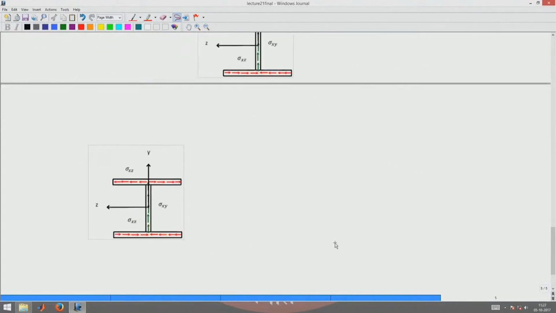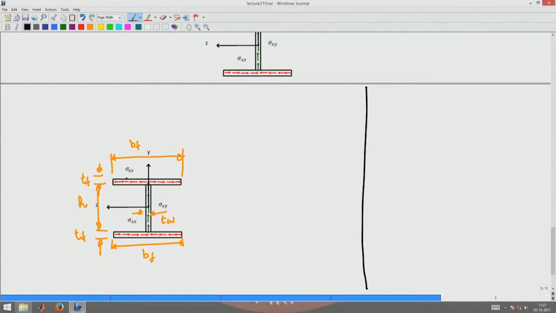Okay. As before, let us assume that the thickness of the flange is Tf, and the depth of the web is H, the thickness of the web is Tw, the width of the flange is Bf, both top and bottom, the same Bf. Okay.